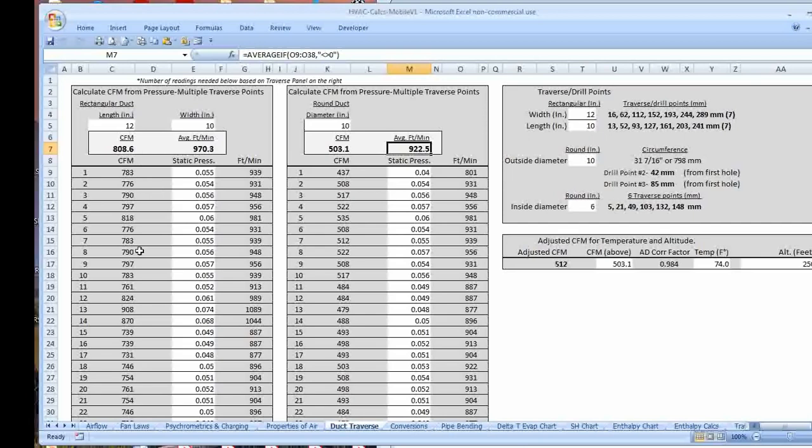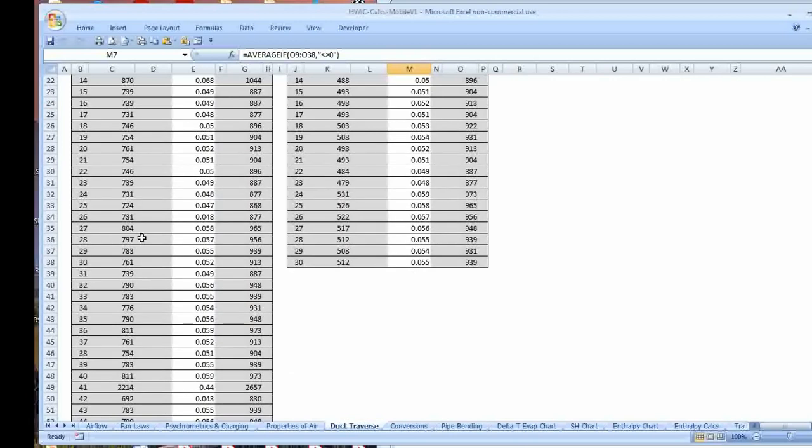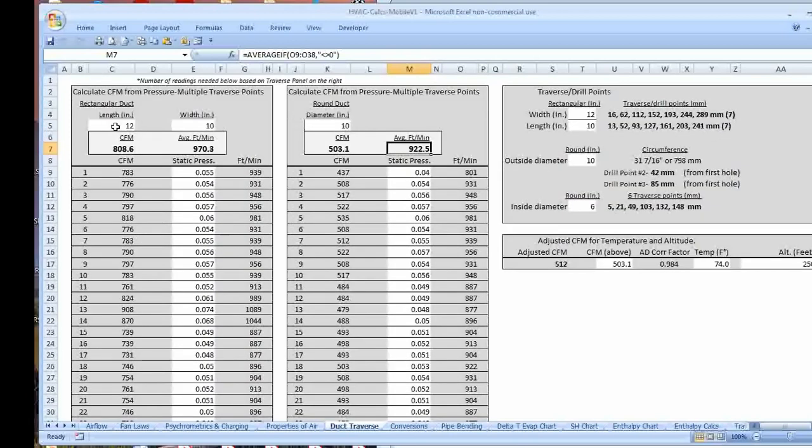Duct traverse. This one's a little more involved. This is just basically the maximum number of points, and you put in your length and your width of your duct, or if it's a round duct, put this in here. Over here, here's your drill points if you're traversing a duct and you were going to use your manometer. Put your length and width in, and this will be all your traverse points. Again, I did them in millimeters because it's so much easier to divide things into millimeters and fractions. On the other file that you would use on your iOS device, you get inches and millimeters in many cases.